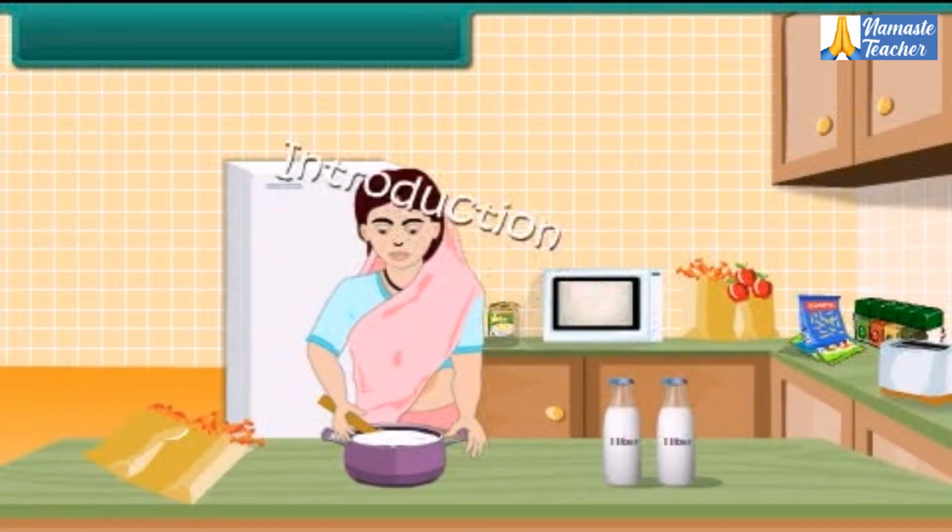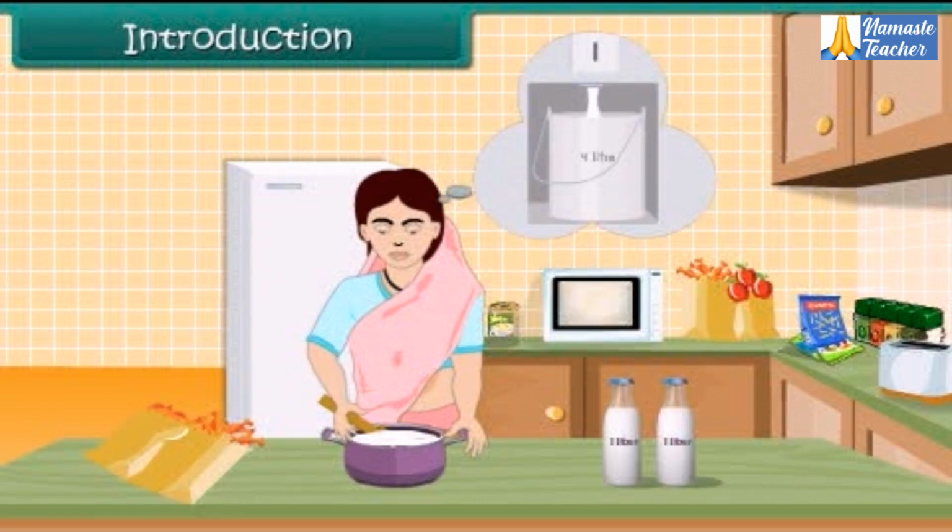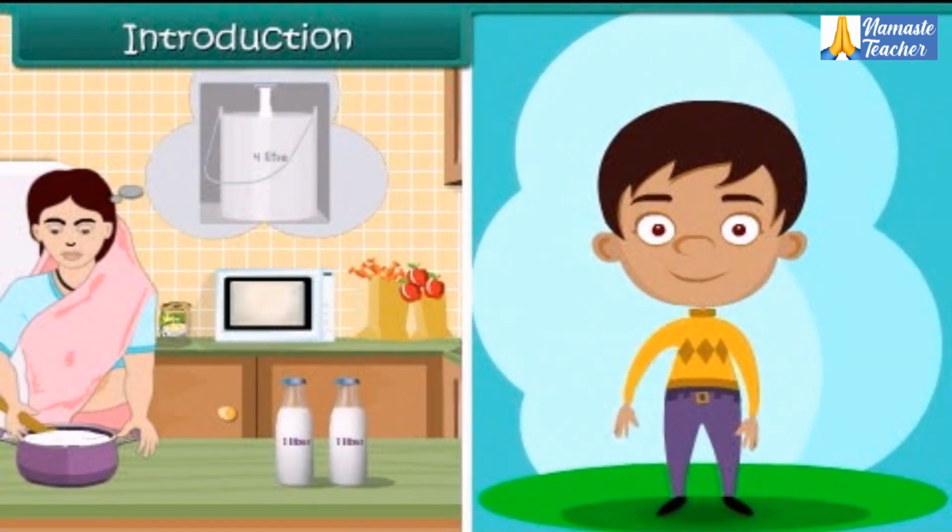Introduction. Every day Rama's mother bought 2 liters of milk. However, today some guests are coming for dinner. She will be preparing custard. Therefore, she bought 4 liters of milk from the milk booth. How do we measure liquids? Let us find out in this lesson today.